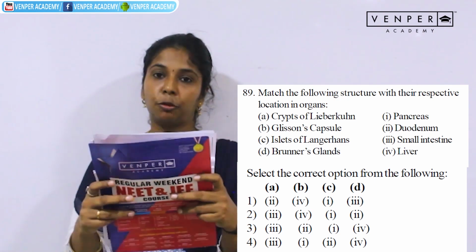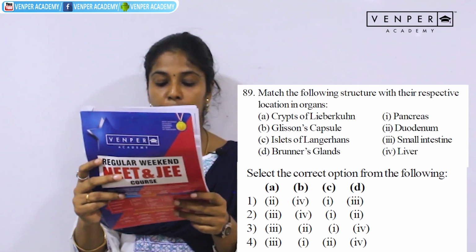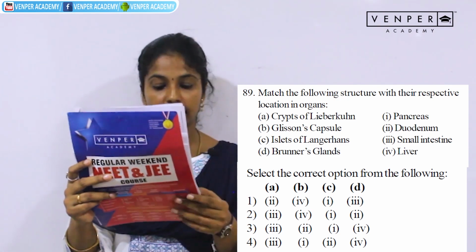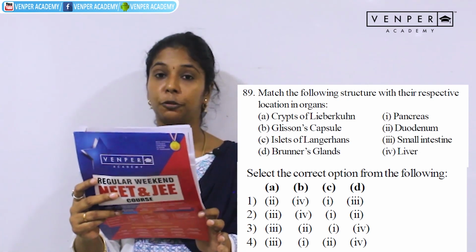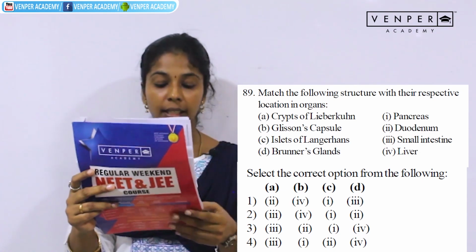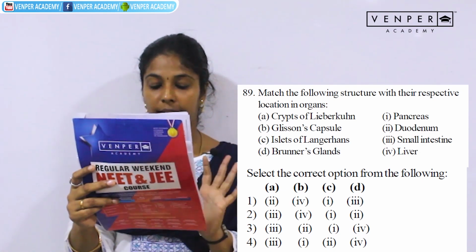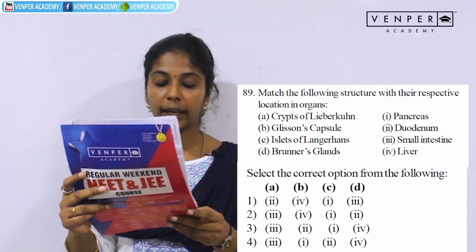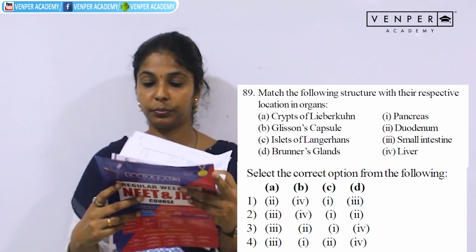So the correct answer for this question is, for A, crypts of Lieberkuhn, it is 3, small intestine. For Glisson's capsule, it is 4, liver. For islets of Langerhans, it is 1, pancreas. For Brunner's glands, it is 2, duodenum. So the correct option is option number 2.